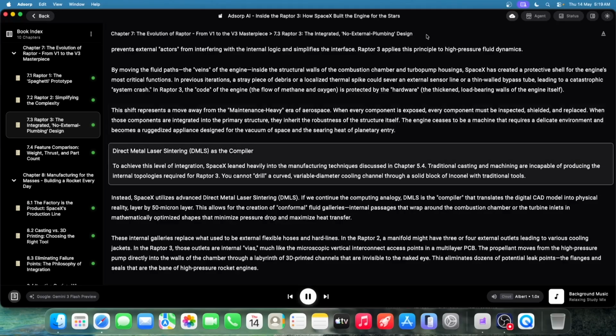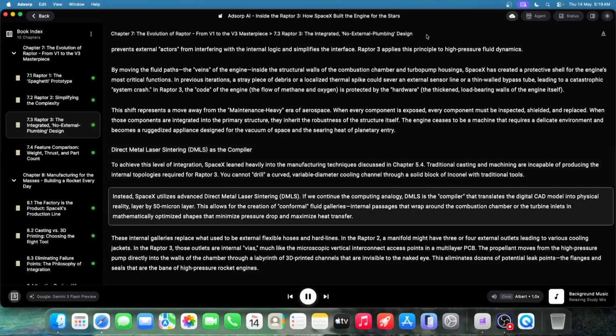And direct metal laser sintering as the compiler. To achieve this level of integration, SpaceX leaned heavily into the manufacturing techniques discussed in Chapter 5.4. Traditional casting and machining are incapable of producing the internal topologies required for Raptor 3. You cannot drill a curved, variable diameter cooling channel through a solid block of Inconel with traditional tools. And instead, SpaceX utilizes advanced direct metal laser sintering.